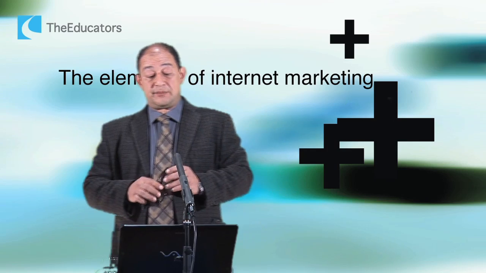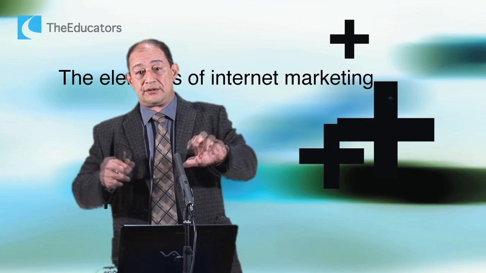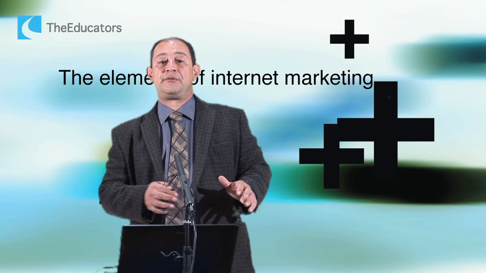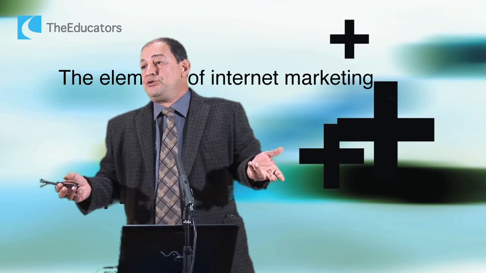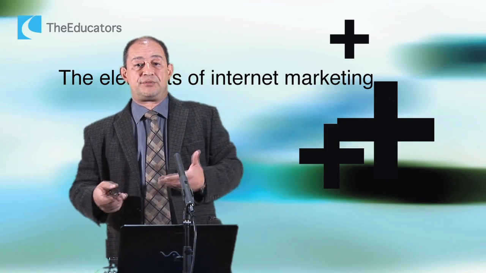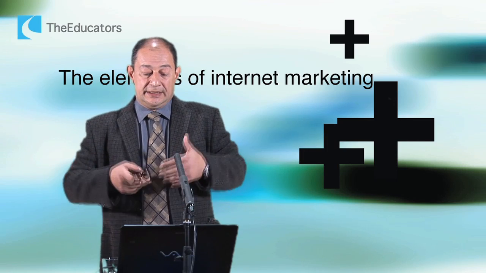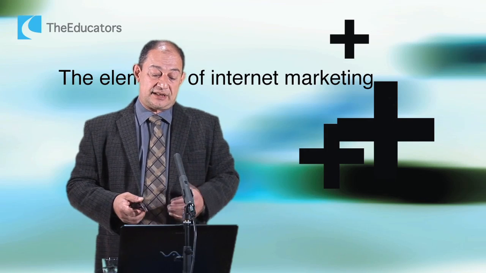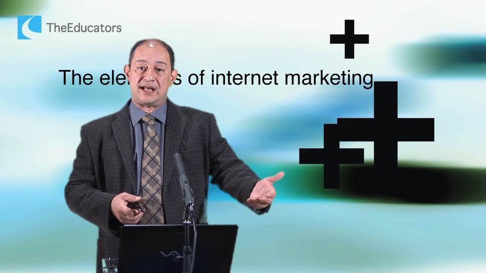Let's look at the macro environment. The first thing I'm going to look at is economic factors. If you are in a downturn, we're going into recession, the market is shrinking, and usually all the products get affected in the same way. So the economy has an effect on the company. The company is not big enough to do anything about it and has to adjust to it.